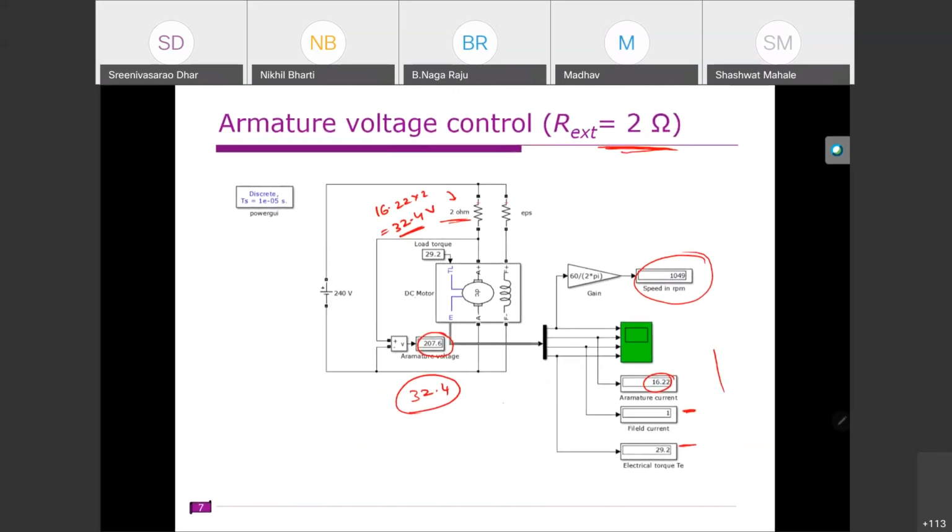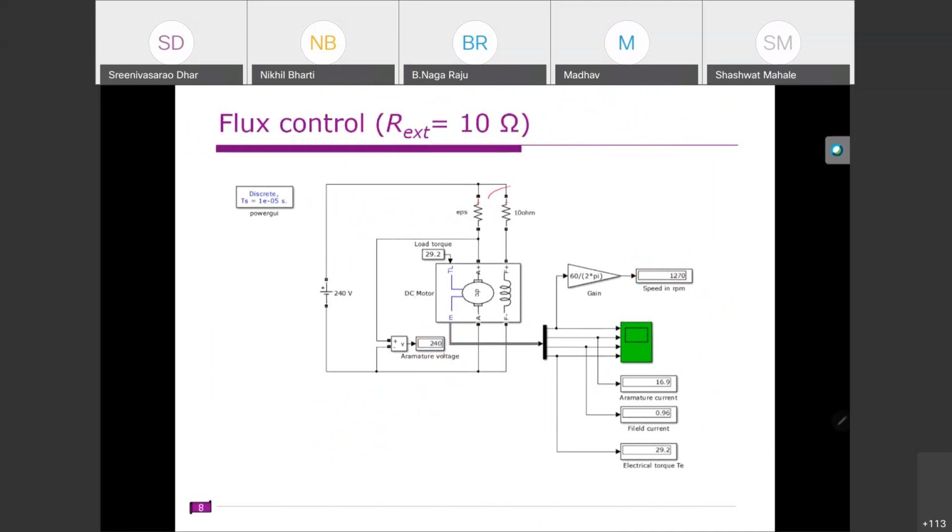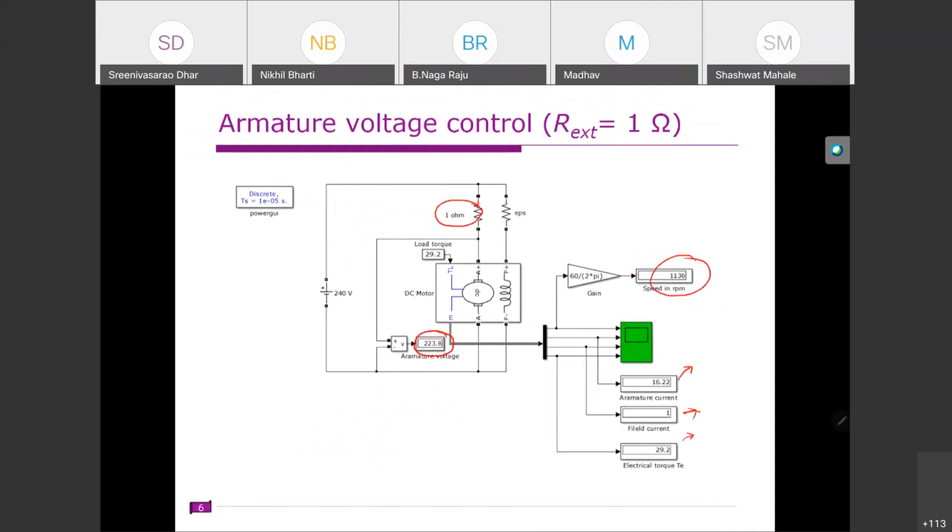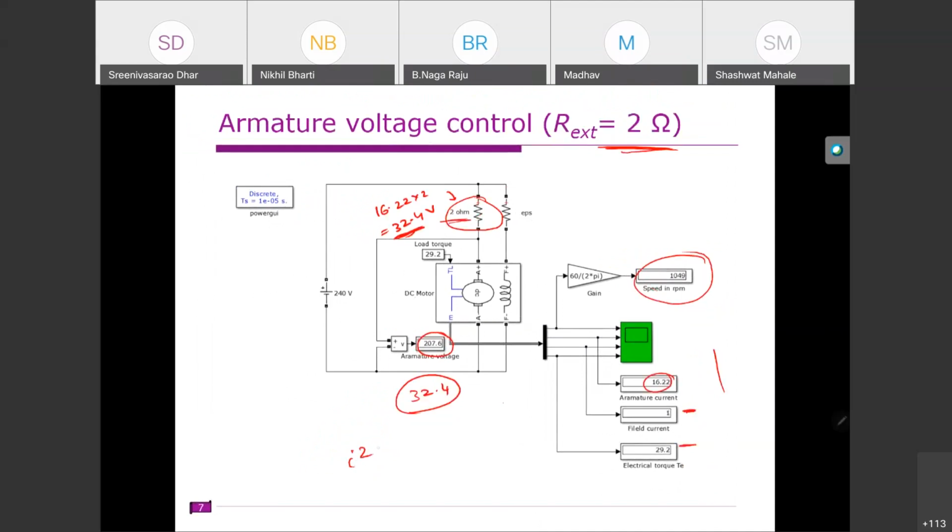One observation is that in the armature voltage control method, a lot of energy is wasted in this resistance. 32.4 volts is wasted. So what is the power loss in this resistor? That is I squared R. The power loss is 16.2 squared into 2, and this much power is lost in this resistor.